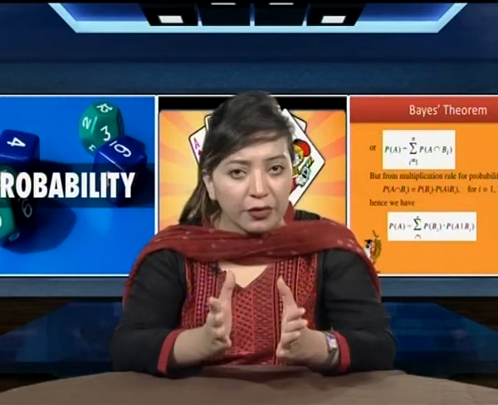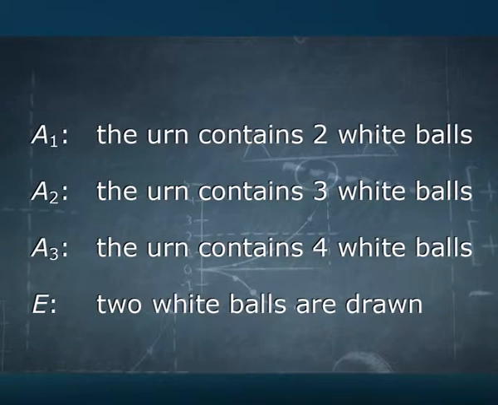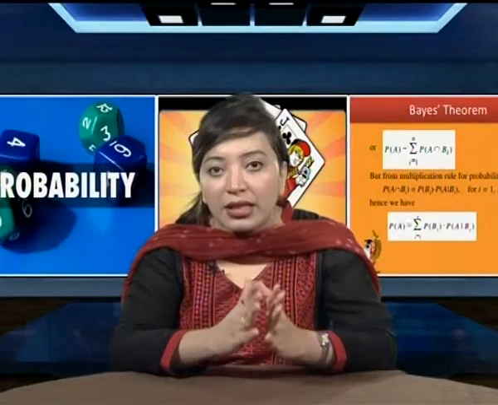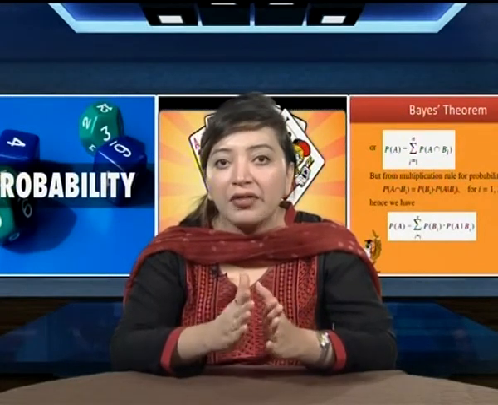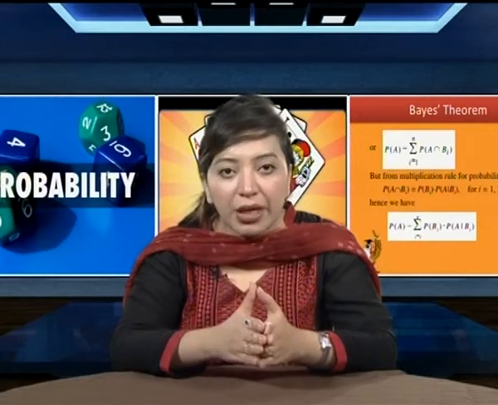Let us define the following events. Event A1, which says that the urn contains 2 white balls. Event A2, that says the urn contains 3 white balls. Event A3, that says the urn contains 4 white balls. And we have an event E, which says that 2 white balls are drawn. The events A1, A2 and A3 are equally likely, and we are given the following probabilities as well.